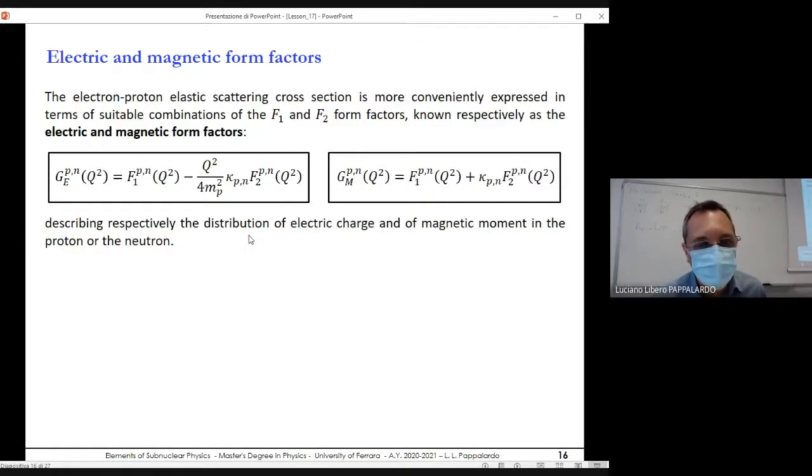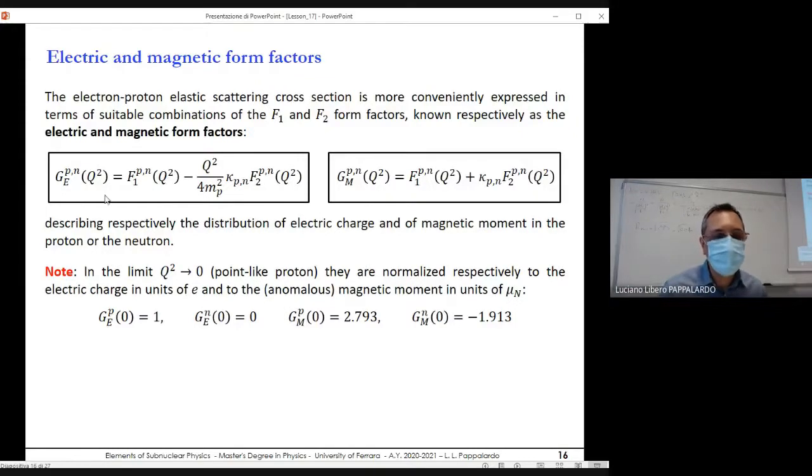Now, the electron-proton elastic scattering cross-section is, however, more conveniently expressed in terms of a suitable combination of these Pauli and Dirac form factors, which are known as the electric and the magnetic form factors. So the electric form factor, GE of Q, is defined as this combination of F1 and F2, and GM is given by this different combination of F1 and F2. So GE describes the distribution of the electric charge, and GM is the distribution of the magnetic moment in the proton or in the neutron.